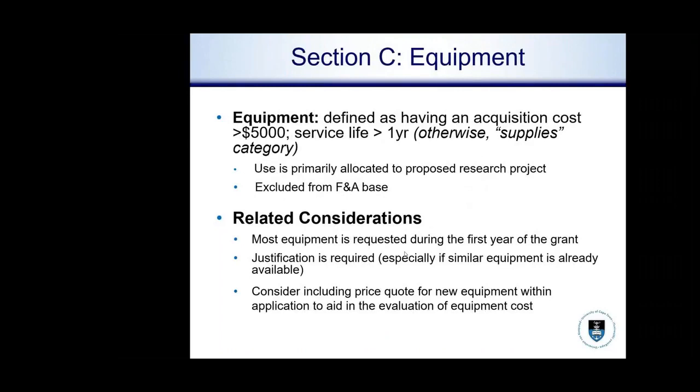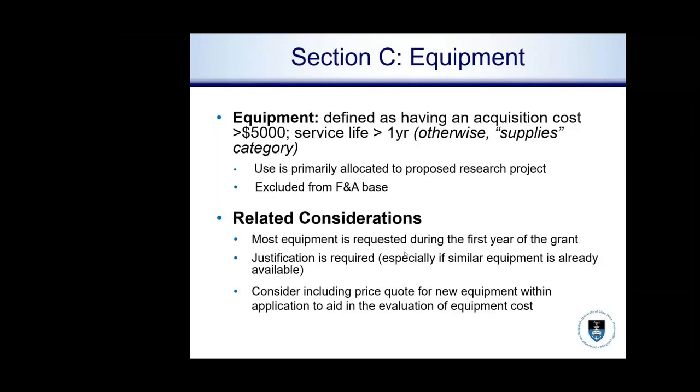So having looked at section A and B, we move on to section C relating to equipment. Equipment from the NIH definition is any item that is greater than $5,000 in value. Any other equipment that is less than $5,000 would be listed under the supplies category, which is section F. I will come back to that a bit later.